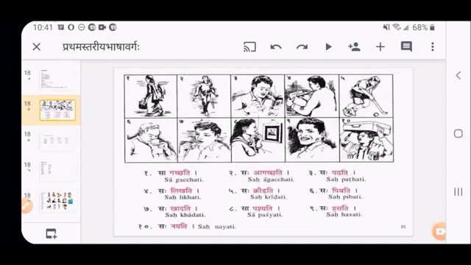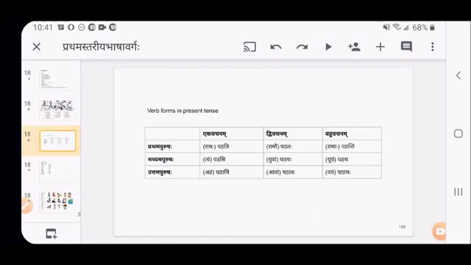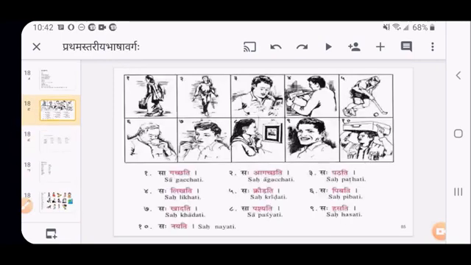Then the other question is about bhavan and tvam, respect and non-respect. That is also a concept which, if one gets more and more into the depth of Sanskrit, will become clear.